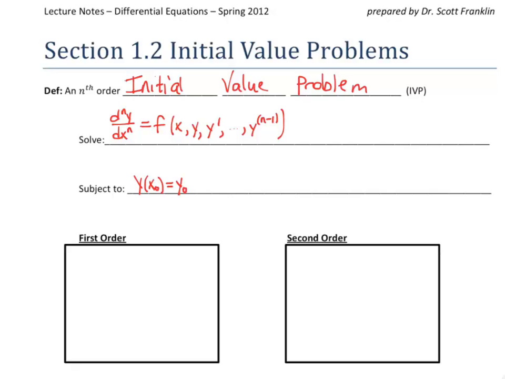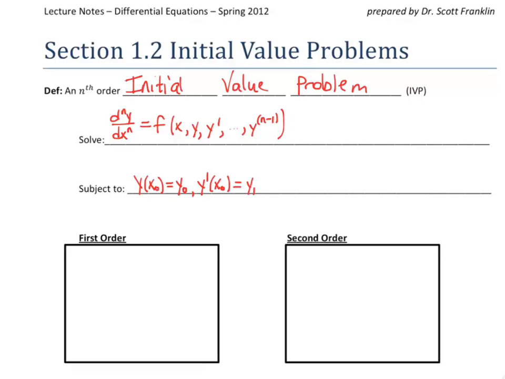An initial condition would define or constrain the value of the function at a single starting point, x naught, to be y naught. So y at x naught is equal to y naught. Now for an nth order initial value problem, we're going to have n conditions. So in addition to y at x naught being y naught, we're also going to constrain or apply a condition at x naught to the first derivative. So y prime at x naught, we'll call that y1.